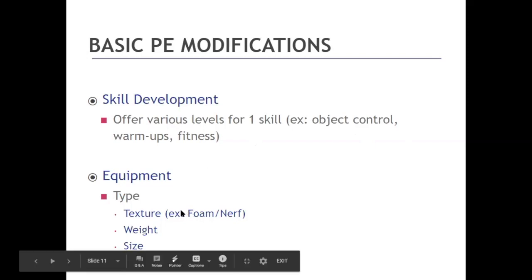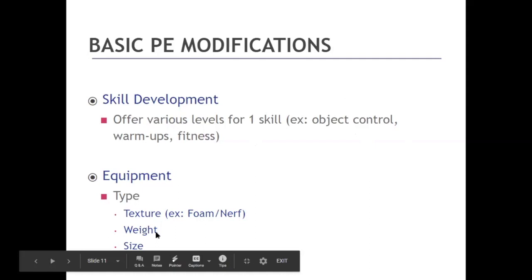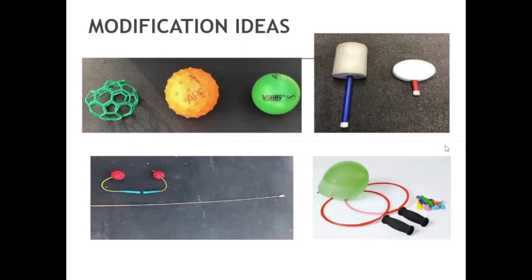And then also, like I said, going into equipment. This could be actually changing the actual equipment, using textured equipment, foam, nerf, changing the weight of an implement, or changing the size of the equipment. So some modification ideas. A lot of these are going to be equipment pieces. So these are some of my favorite modified pieces of equipment.